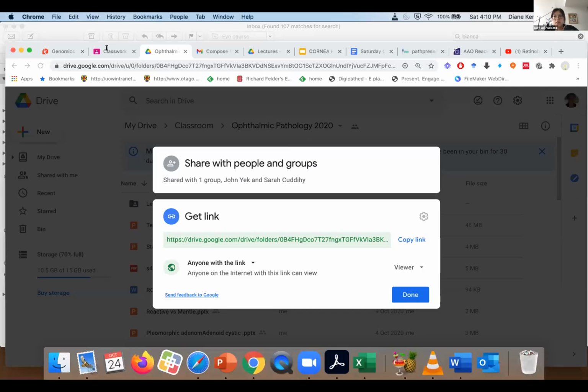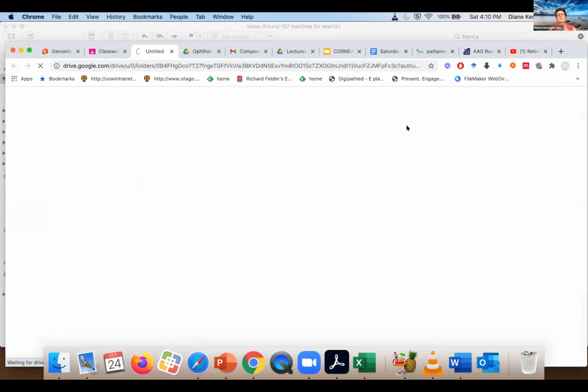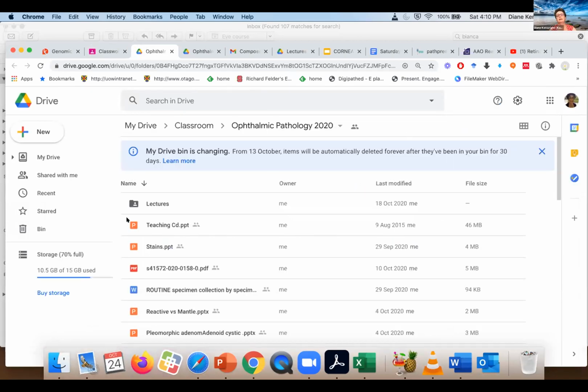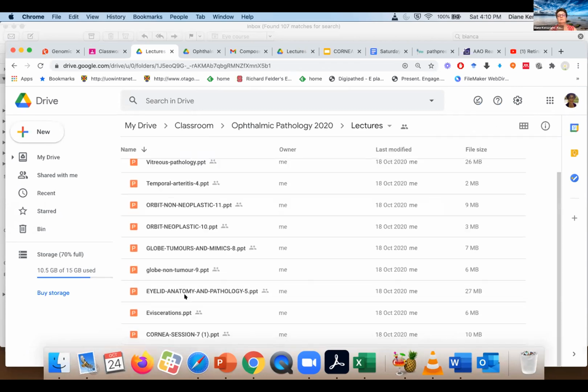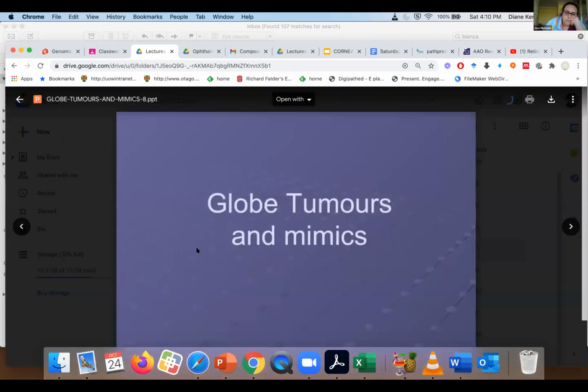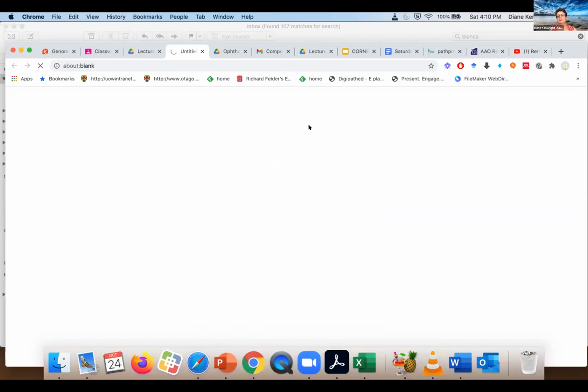Okay, so going back to the Google Drive, hopefully you will be able to now see the picture that I can see. I'll just share my screen again. Right, and the Class Drive folder. Hopefully you'll be able to see that. So there's lots of things that are really useful, like flashcard things. So the first thing that's really useful is the lectures here. Particularly, let's go through globe, tumors, and mimics. I'm just going to whiz through that.